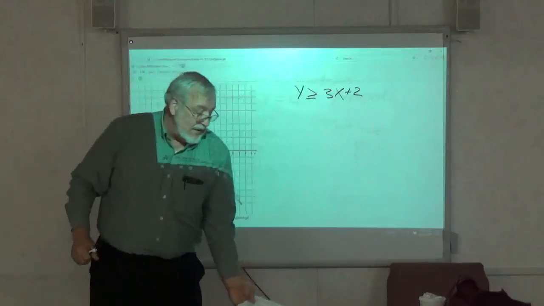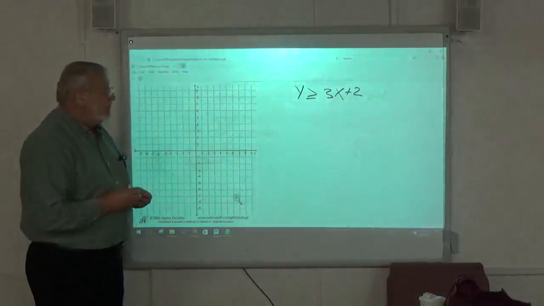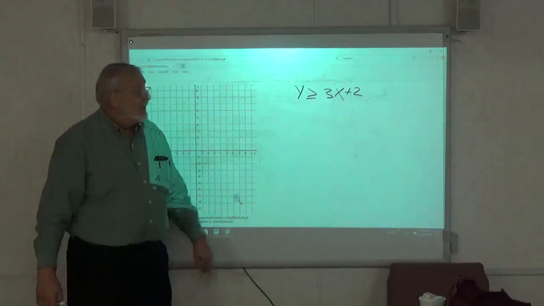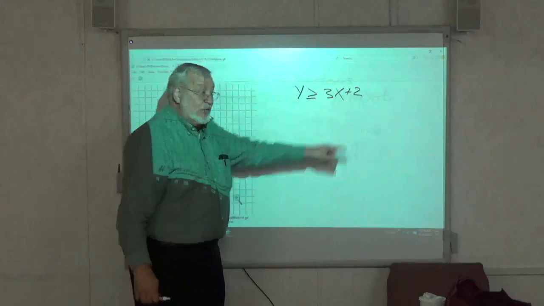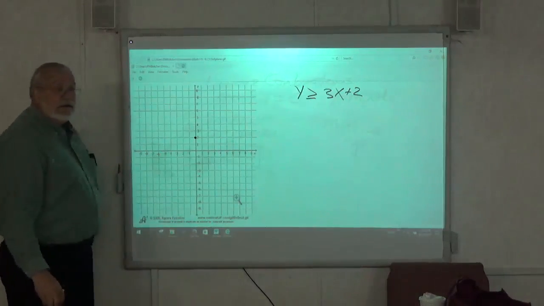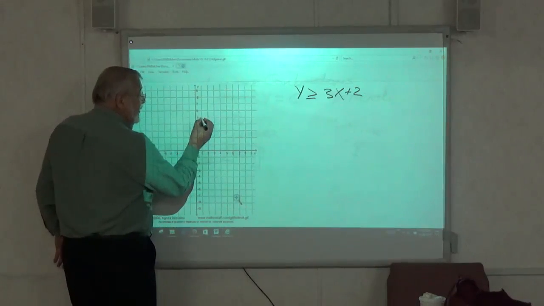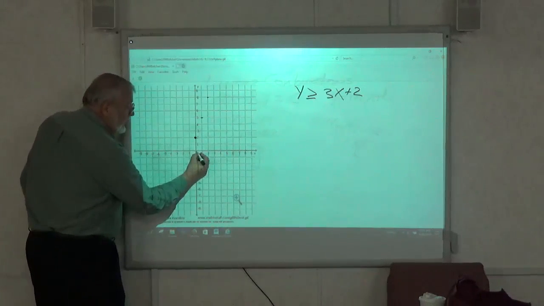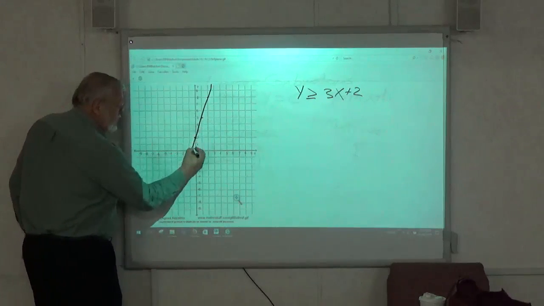Now, Algebra 1 student, how do you graph that? Where do you start graphing this thing? 2. You better start at 2, right? At 0, comma 2. And so the first thing I do is I have a point right here. Now, what's the slope of that line? 3. That's up 1, 2, 3 over 1, and down 1, 2, 3, back 1. So I have a line like this.